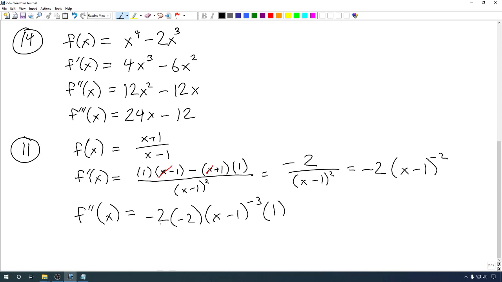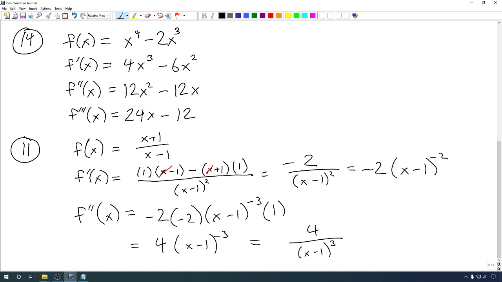So what do we have? We have a minus 2, a minus 2. Those combine to be a positive 4. We still have the x minus 1 to the negative 3, and then the times 1 doesn't really matter. And if you really want to, we can interpret the minus 3 power as a cube on the bottom. So we can interpret this as 4 over x minus 1 cubed.